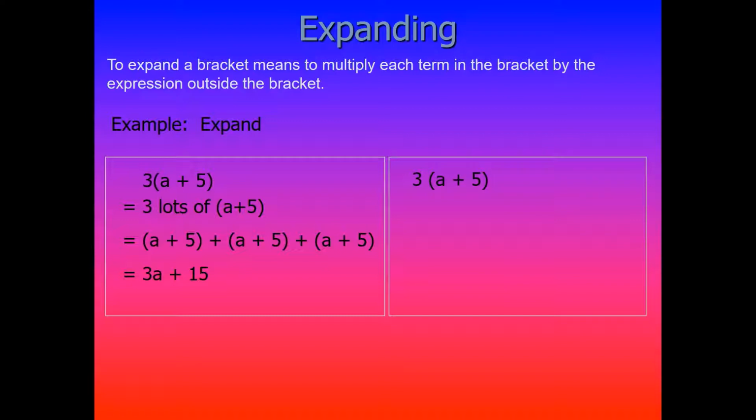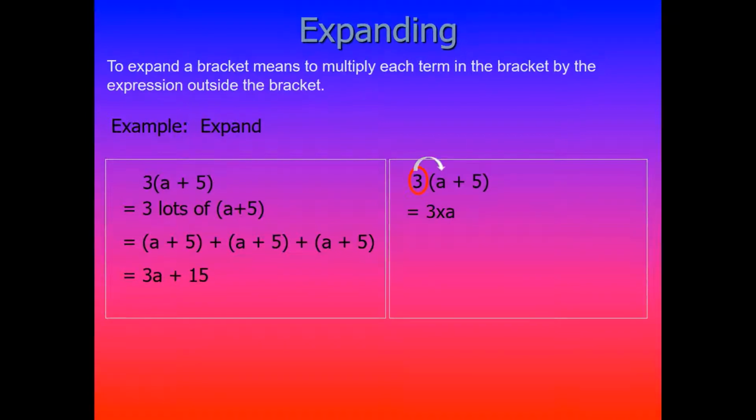So in short, if I'm doing the same problem, I can go 3 into a plus 5, and if I take the number outside the bracket and multiply by each and everything that's inside the bracket, I will be able to remove the bracket. So 3 times a plus the second term inside the bracket is 5, so 3 times 5, and we can quickly simplify that. 3 times a is 3a, and 3 times 5 is positive 15.